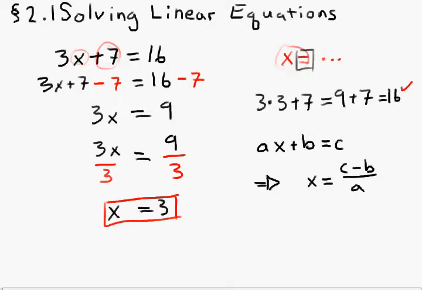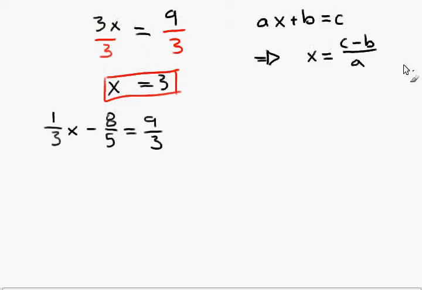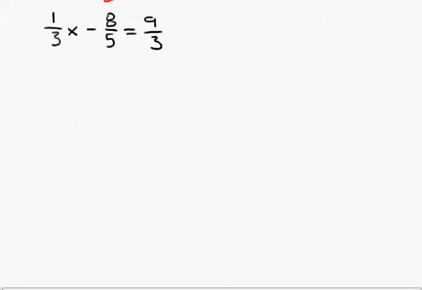Okay. Let's take a look at another example. We'll have 1/3 x - 8/5 = 9/3. That's a lot of fractions, but if we look up here, this is just a true formula. There's nothing like, oh, a can't be a fraction, or b has to be greater than 0. No, they're just numbers, a, b, and c. So we can still use the same method to solve.